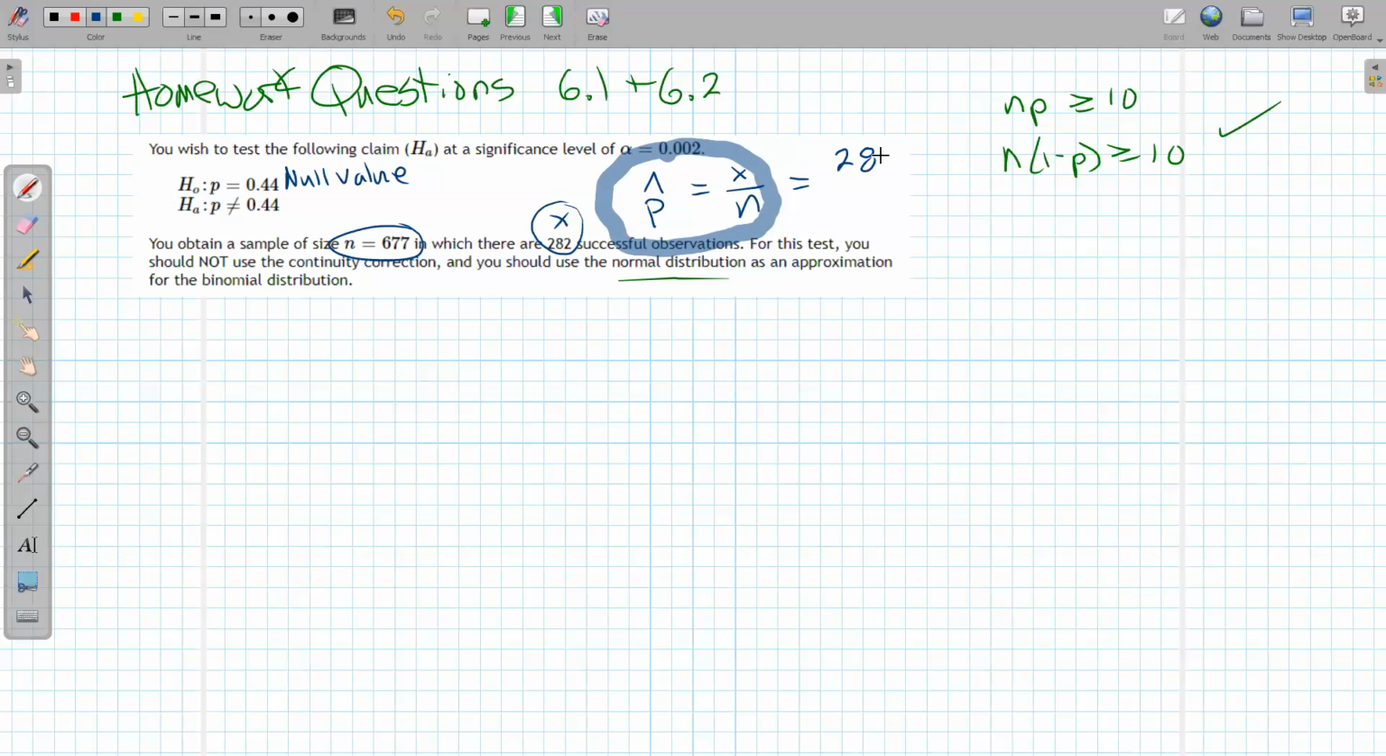So 282 out of 677. And a spreadsheet's probably a good way to do this because then we can avoid any in-between rounding because the spreadsheet will give us a ton of decimal places whether we see them or not. So the next step here is to find the test statistic. So this right here, remember, that's what we call the sample statistic. And based on the sample statistic and the null value, we can calculate the test statistic. So that would be my p hat minus p over the standard error.